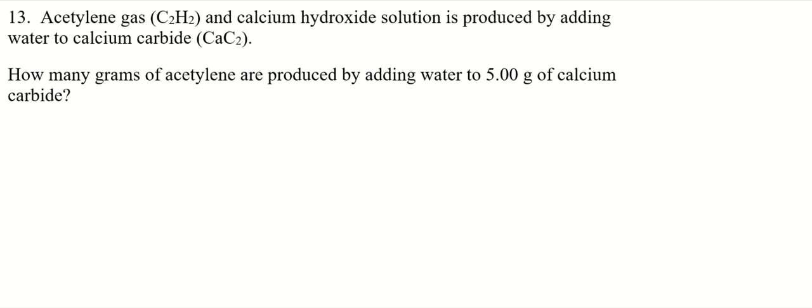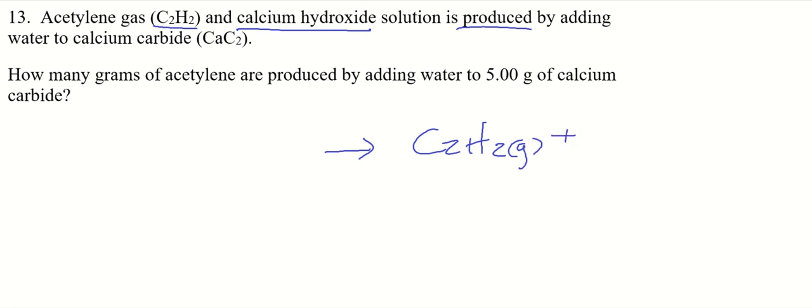Let's do some stoichiometry. All right, let's start with writing the equation. We got acetylene gas and calcium hydroxide is produced. So that's going to be on the right side of this arrow. We're given acetylene is gas, and calcium hydroxide is solution.